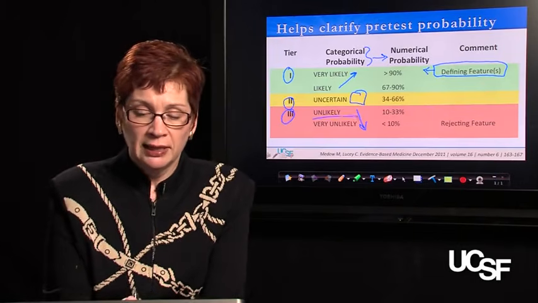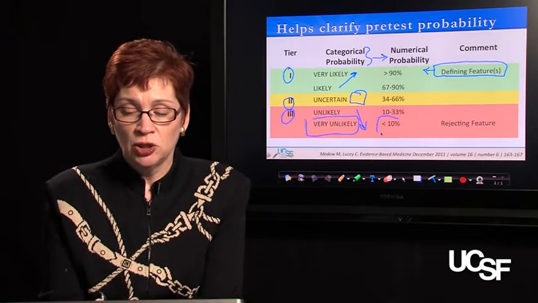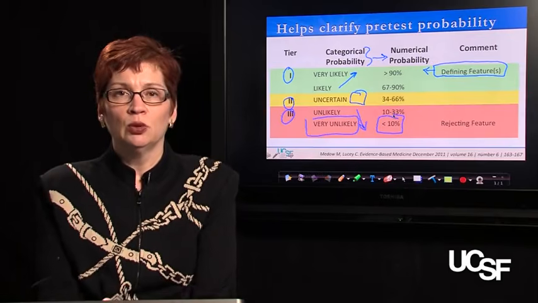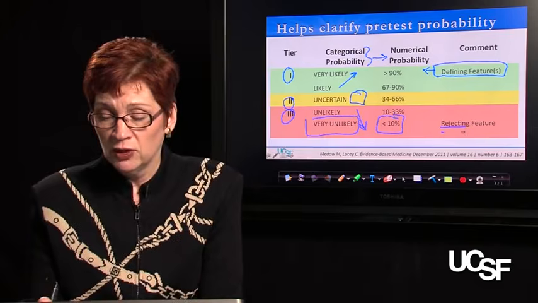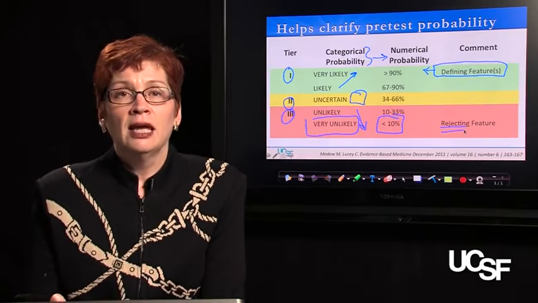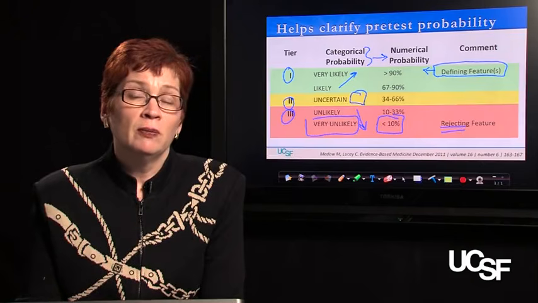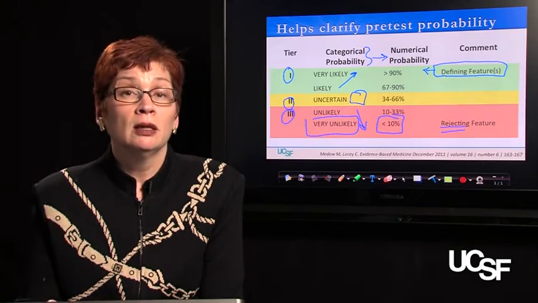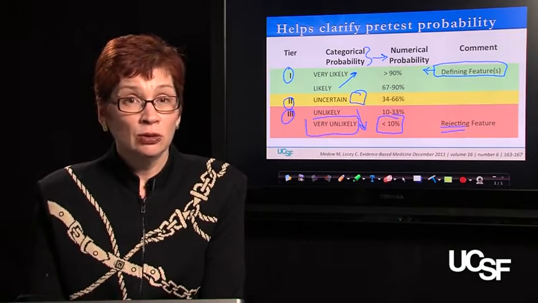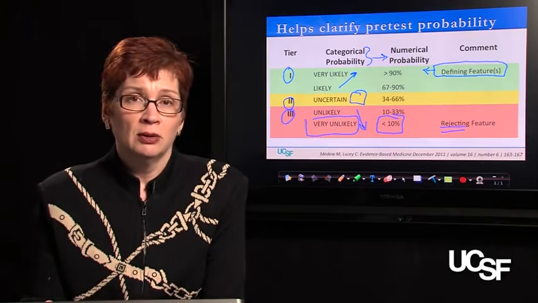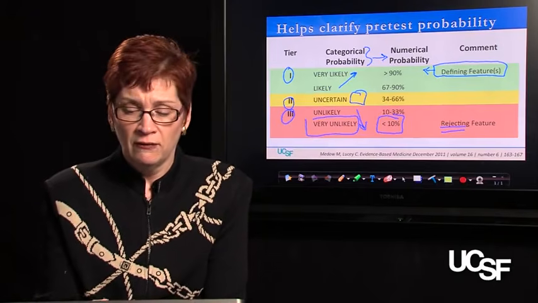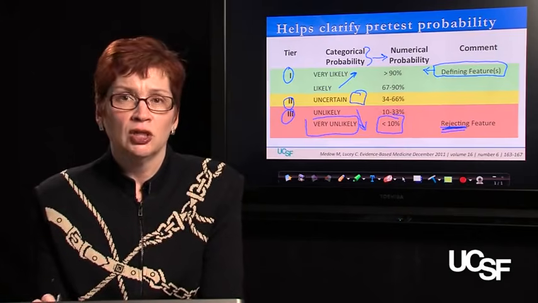And what's very unlikely? Something that truly has just a single symptom link between your patient's illness script and your disease illness script, or a rejecting feature. Remember our case of Guillain-Barré syndrome. We said if a patient presenting with lower extremity weakness has increased reflexes rather than absent reflexes, they don't have Guillain-Barré. So in that situation, Guillain-Barré would be a very unlikely disease because that's a rejecting feature.